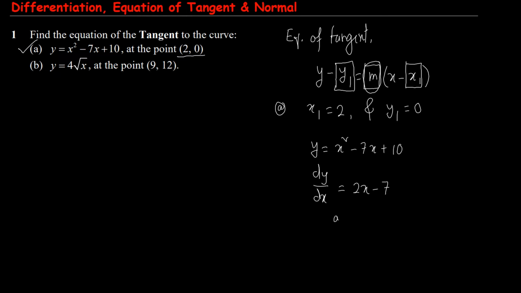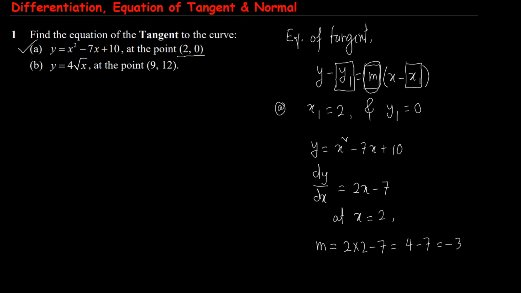Now at the point x equals 2, we need to find the value of m. This is called the gradient, so you can write it as m. m actually stands for the gradient at that particular point. So put the value 2 into 2x minus 7, which gives 4 minus 7, which is minus 3.